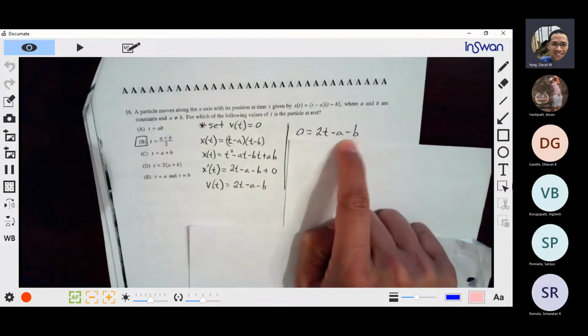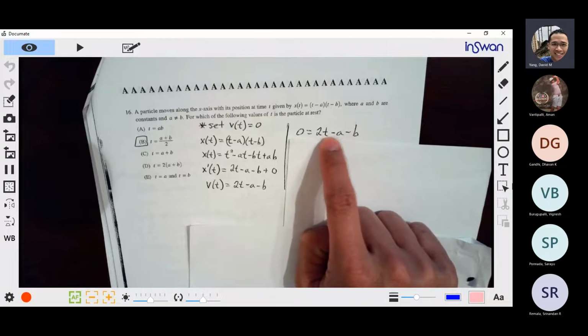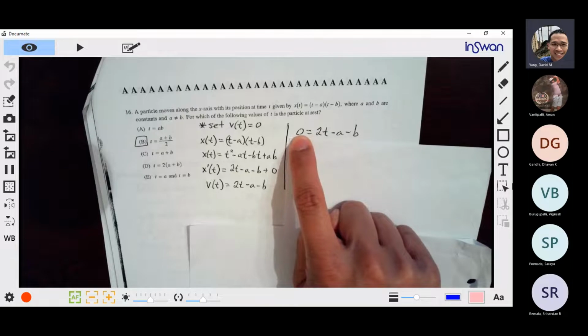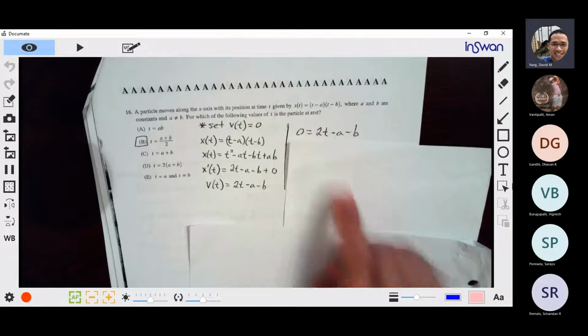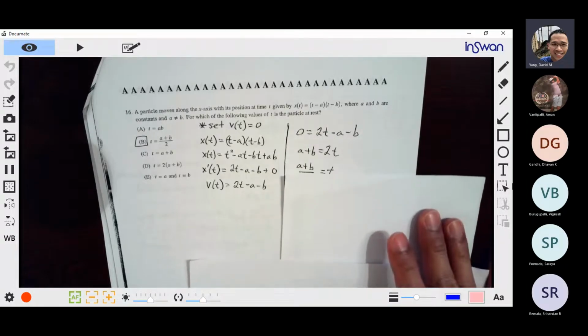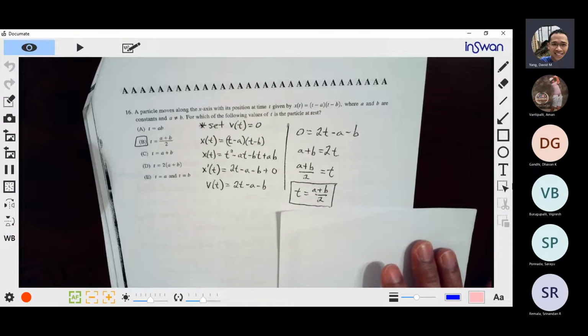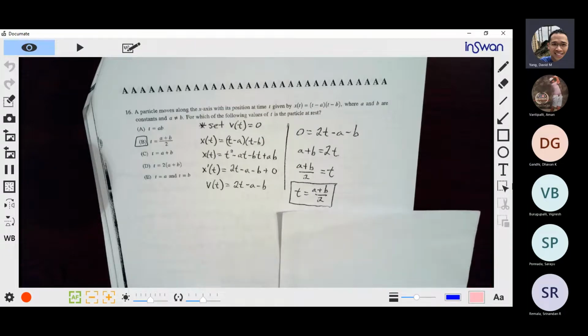So I'm just trying to solve for t. I know it seems strange. You know, it's like, how do I know what a and b are? Right now it's not so important. Let's just solve for t. We want to figure out what is the t value that will cause my velocity to be 0. So just add a and b to both sides, divide by 2, and t is equal to 1/2 (a plus b), or (a plus b) divided by 2.